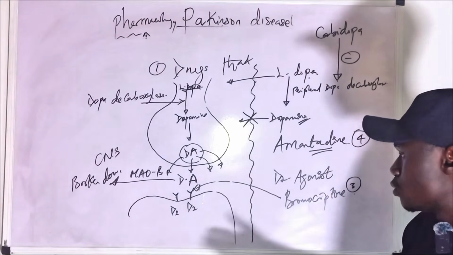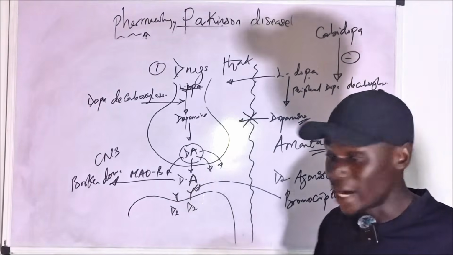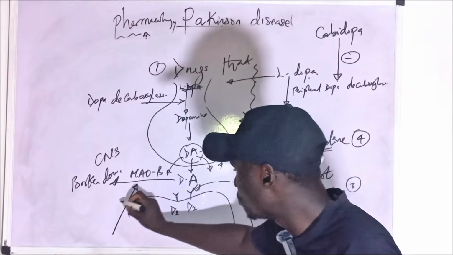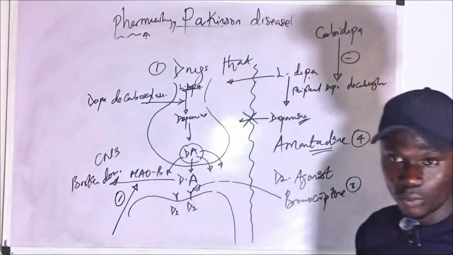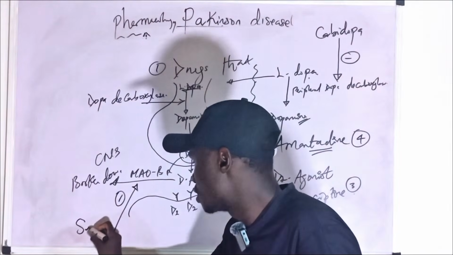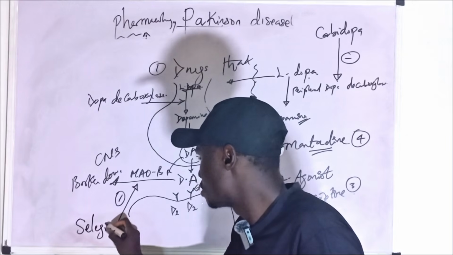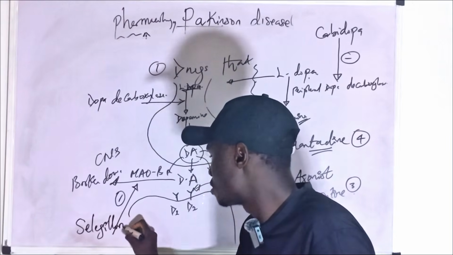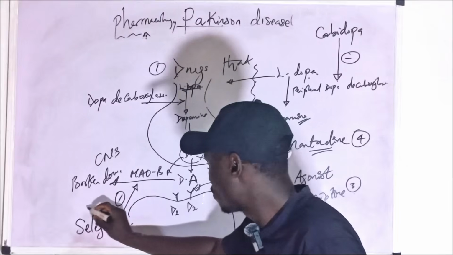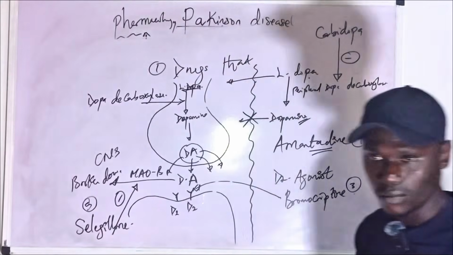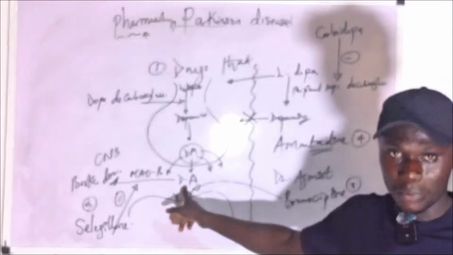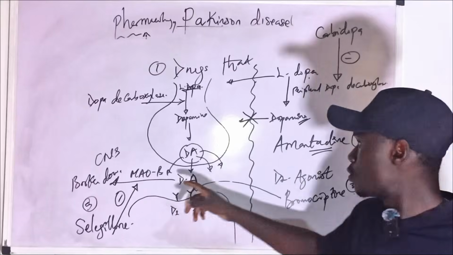Now, what are we trying to do? We are trying to increase the levels of dopamine, right? So it means that if we can give a drug that can inhibit this MAO-B enzyme, it will be effective in Parkinson's. That is where drugs like selegiline come in. Selegiline will now be our drug number what? Drug number 5. So selegiline will inhibit MAO-B from degrading what? Dopamine. Okay? So how many drugs have we seen now?